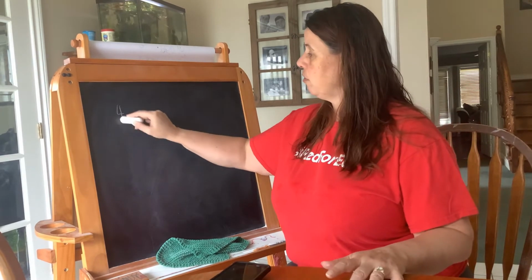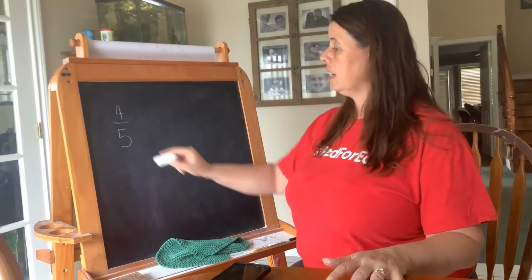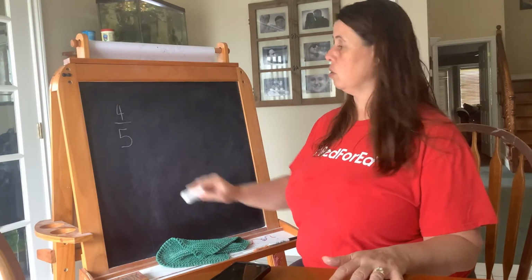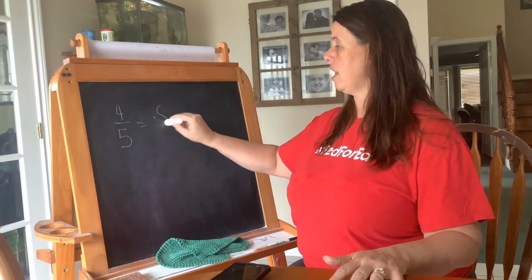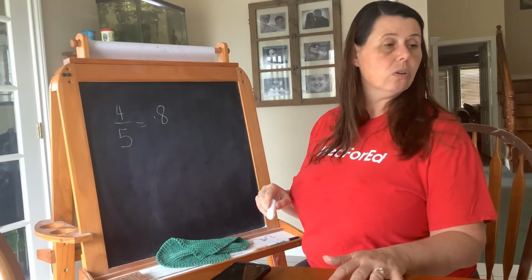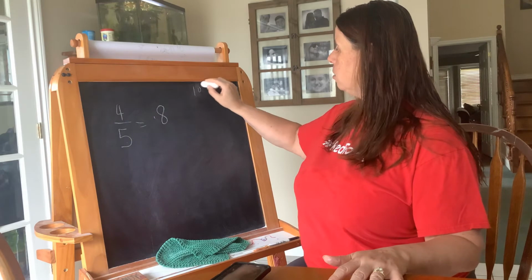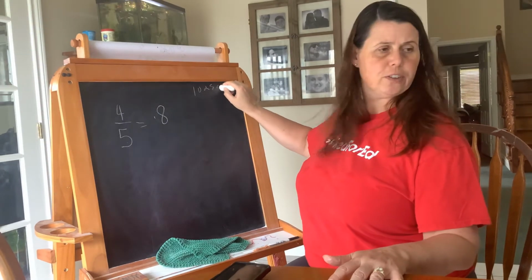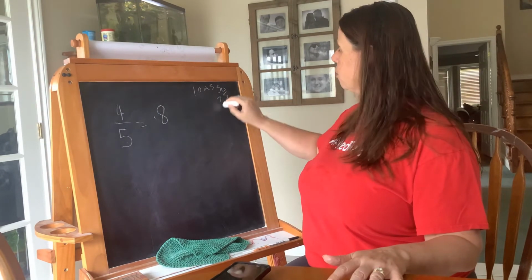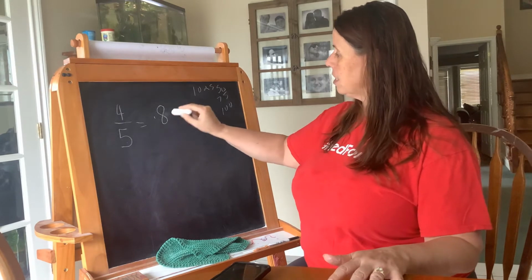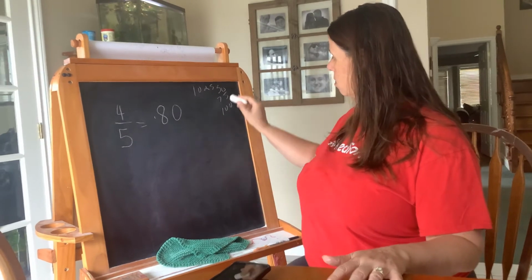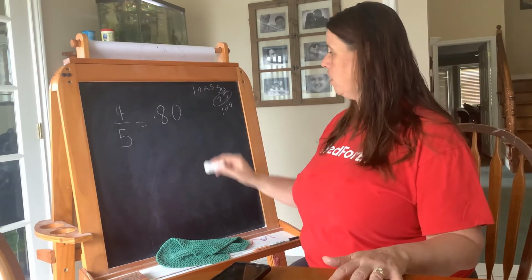So 4/5. I know that a 5th is worth decimal 2. So 4 of them is going to be decimal 8. So if decimal 8, what is that closest to? 10, 25, 50, 75, or 100? Well, decimal 8 is decimal 80, right? So it's closest to 75%.